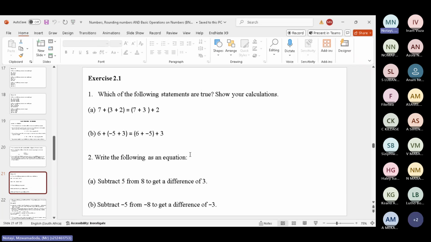Okay, let's look at number 2. We're asked to write the following as equations. Subtract 5 from 8 to get a difference of 3. So you're writing it as an equation now. And then subtract negative 5 from negative 8 to get a difference of negative 3. Can you attempt to write those two as equations?